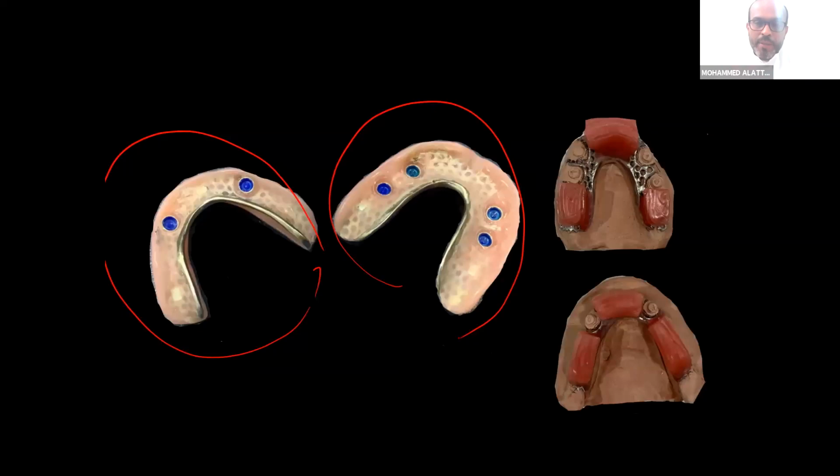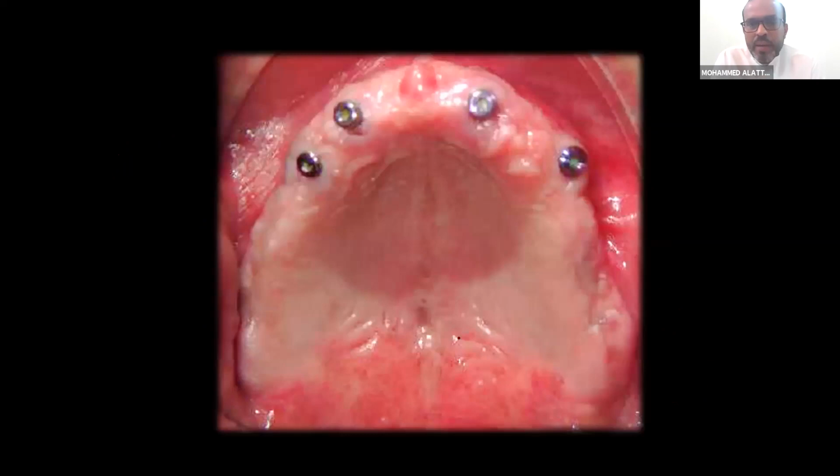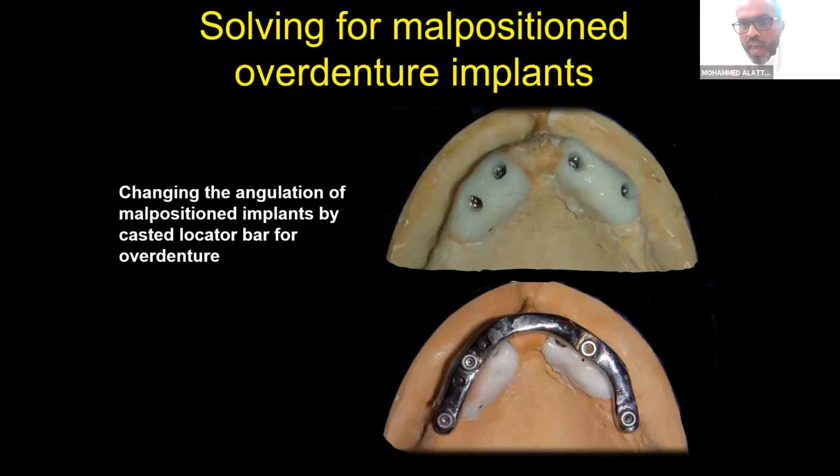What if the patient came to you with implants placed in not a good position, or malpositioned implants, and the patient was promised an implant-assisted reinforced prosthesis? How can you solve this problem? Like this one, we tried to do casting bars and locators. Also, if you do the casting bar as one piece, definitely it will not fit, because if you can see the implants came in this area, there is no way for the bar to fit.